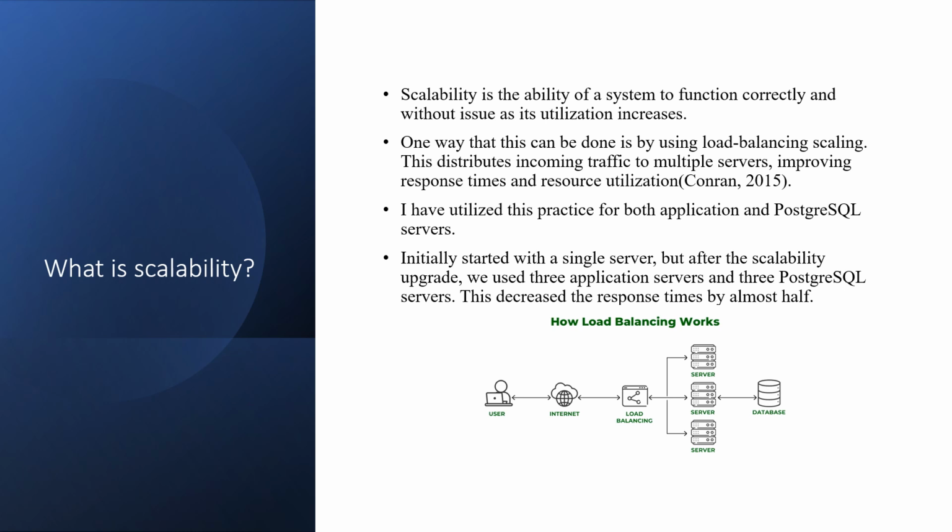What is scalability? Scalability is the ability of a system to function correctly and without issue as its utilization increases. One way that this can be done is by using load balancing scaling. This distributes incoming traffic to multiple servers, improving response times and resource utilization. I have utilized this practice for both application and PostgreSQL servers. I initially started with a single server, but after the scalability upgrade, we used 3 application servers and 3 PostgreSQL servers. This decreased the response times by almost half.